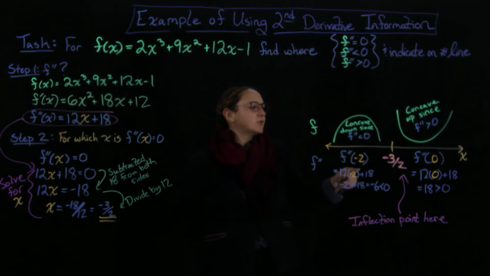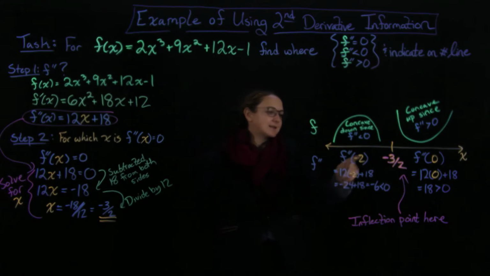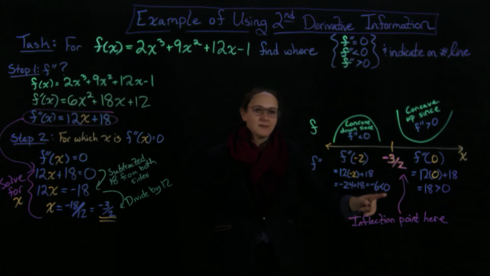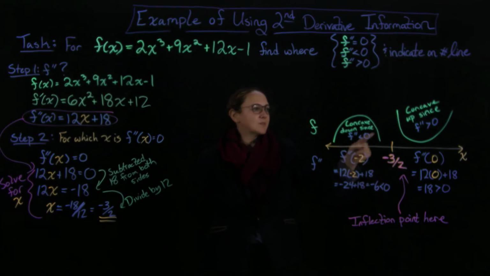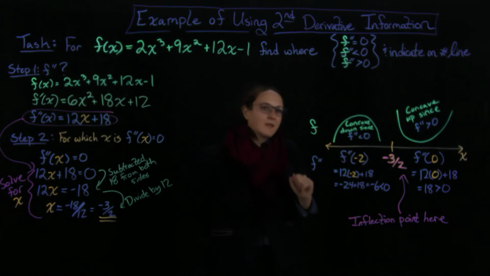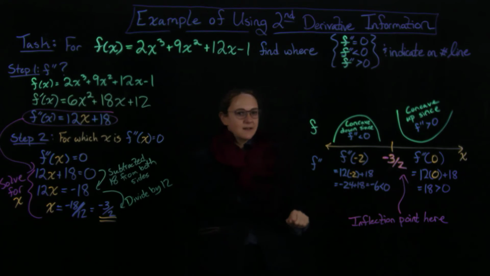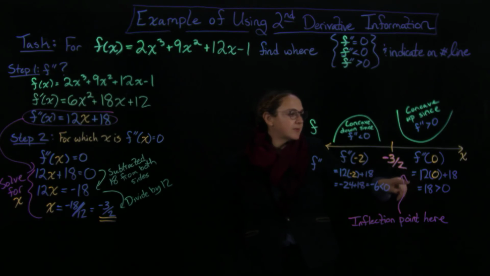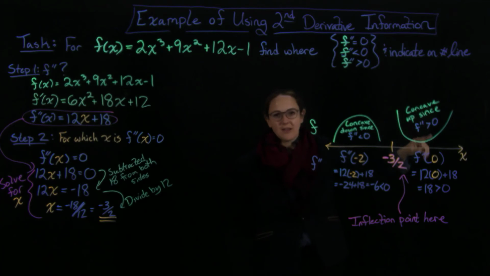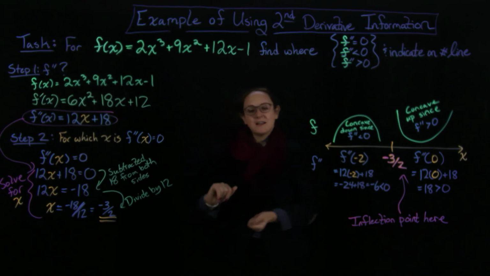To figure out, I just used a test point, so I took a value less than minus 3/2, like minus 2. I stuck it into my second derivative. I got that my second derivative was negative or less than 0, which meant that this was concave down. On this side, I took a test point that was greater than minus 3/2. So I took 0, I put that into my second derivative. I got something that was greater than 0, which told me that this was concave up. Okay, and because I switched concavities, I knew that I had an inflection point there.